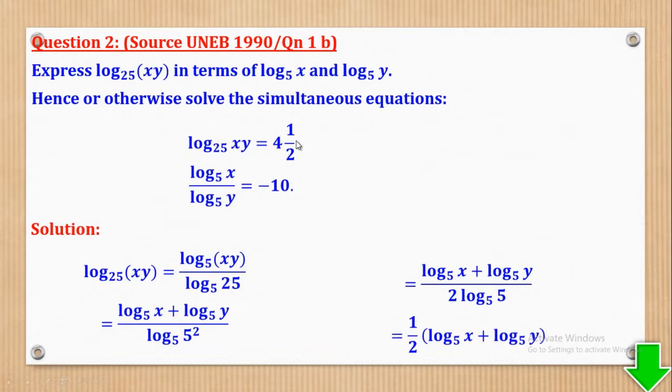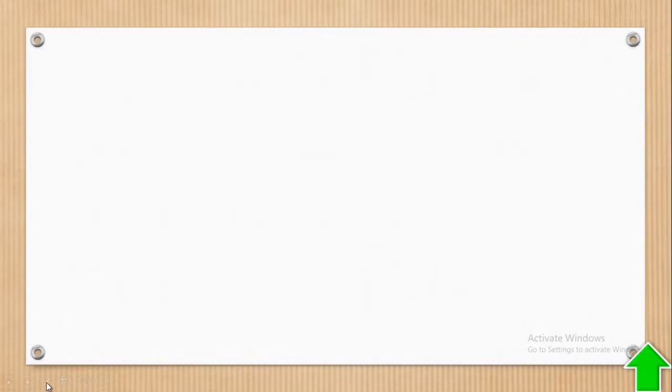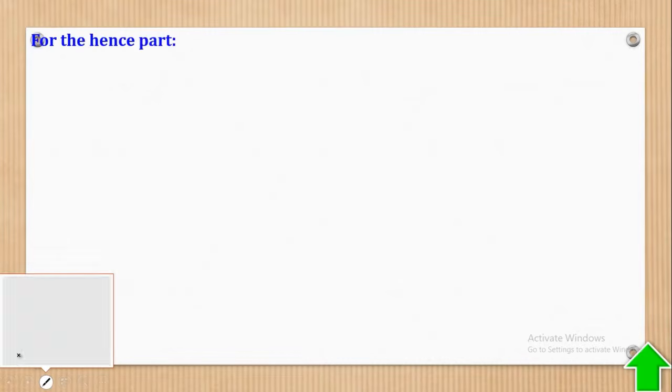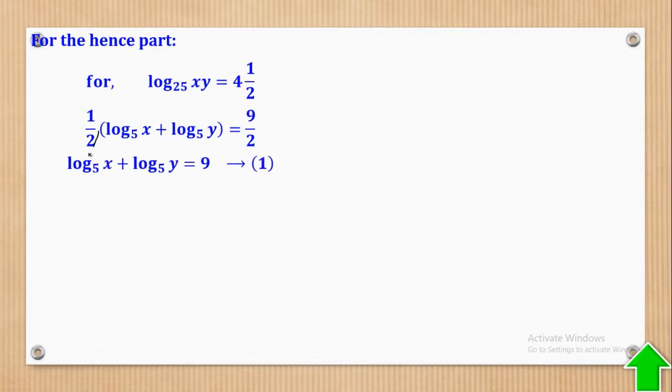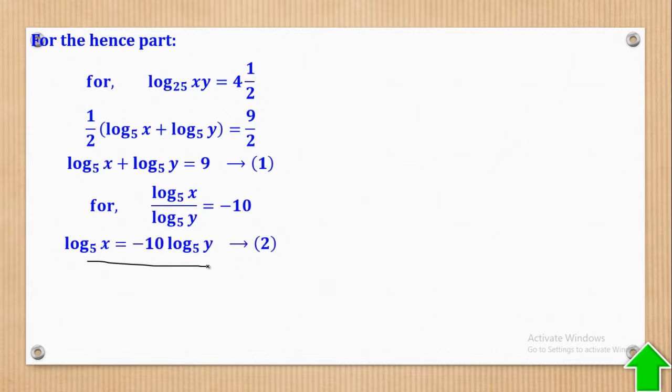So now they want you to solve these two simultaneous equations using this identity or otherwise. So for the hence part, from this one it implies that where there is this, we shall come and put there this. And this one is the same as 9 over 2. Now this one was got from the proof. So multiply, so this and this can cancel, remain with only these numerators. Then for log base 5 of x over log base 5 of y equal to negative 10, we shall cross multiply to come up with this, and that will be equation 2.